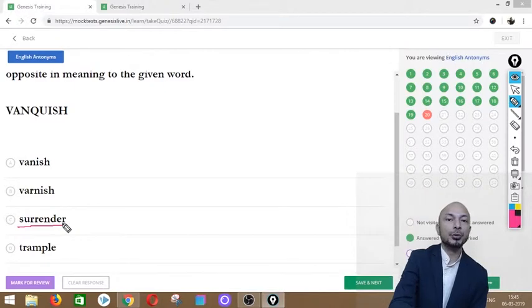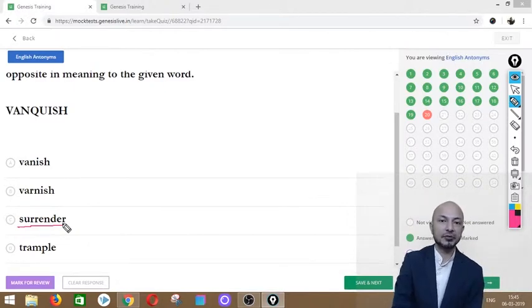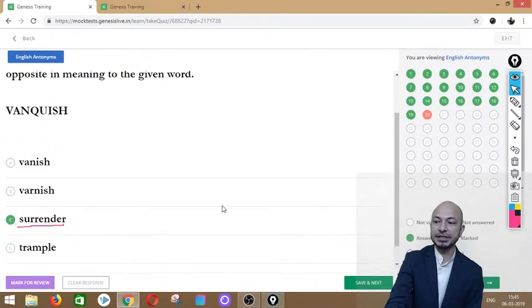So vanquish, when you defeat someone comprehensively in any competition, in any war, to defeat, outright defeat. And surrender is when you accept defeat. So they are opposites again, antonyms. So we click option C.